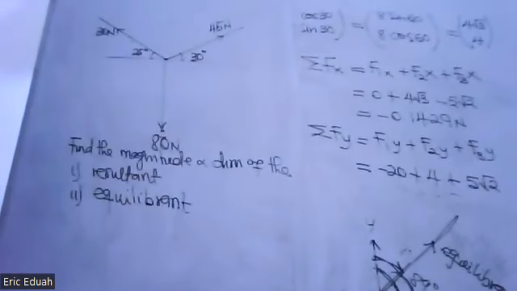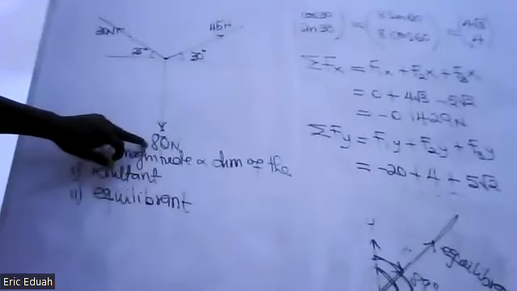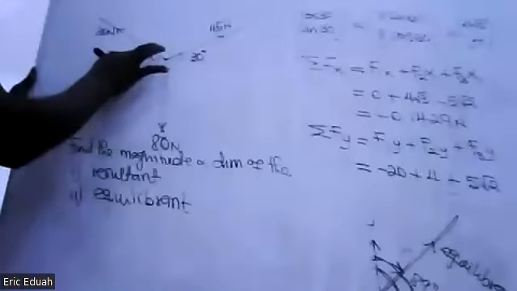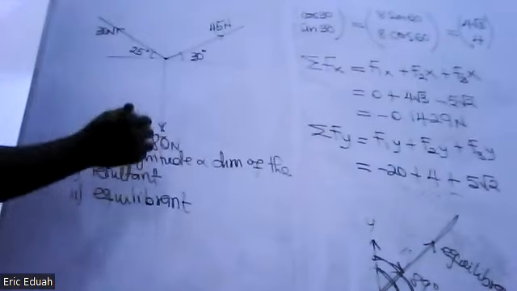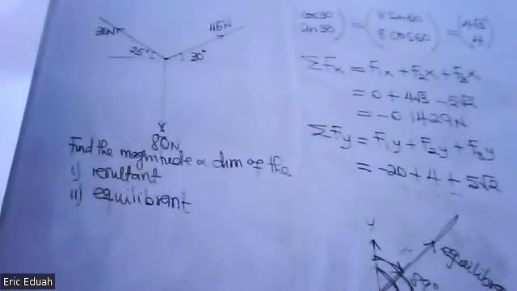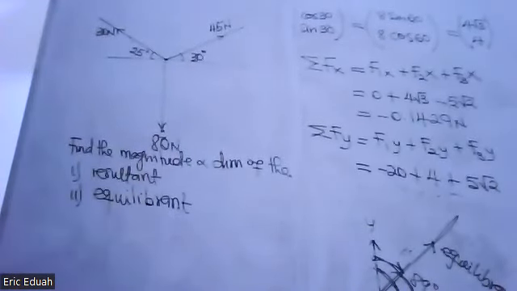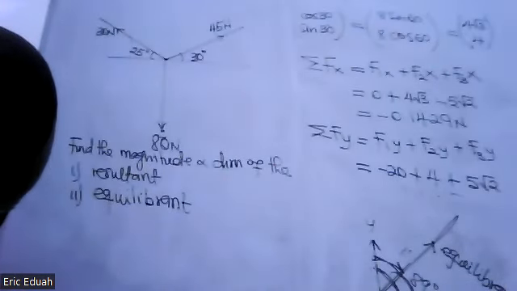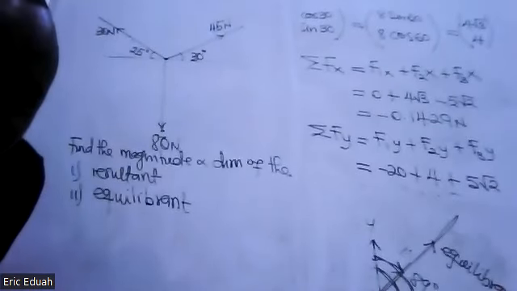So this is the problem of the evening. Note that this is acting directly on the y-axis, okay? Mr. Gia, please, is it 25 degrees? This is 25 degrees, yes. Thank you. This is 25 degrees, this is 30. So find the magnitude and direction of the resultant and then the equilibrant. Okay, so I'm giving you, I think, 8 minutes will do. So I'm going for a commercial break. I'll see you after the 8 minutes. Bye bye.